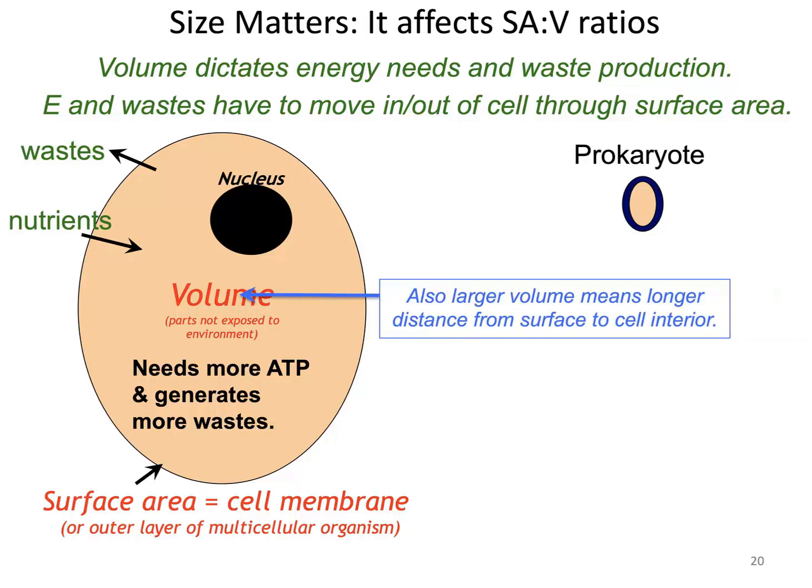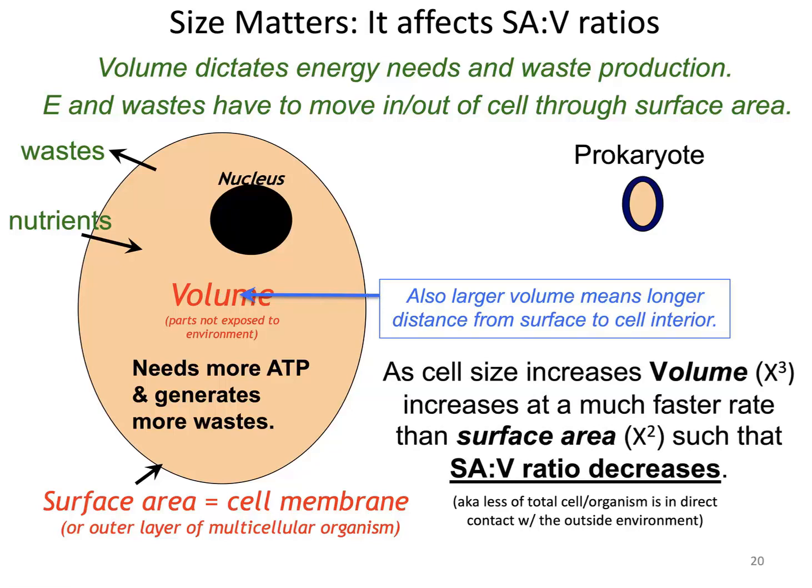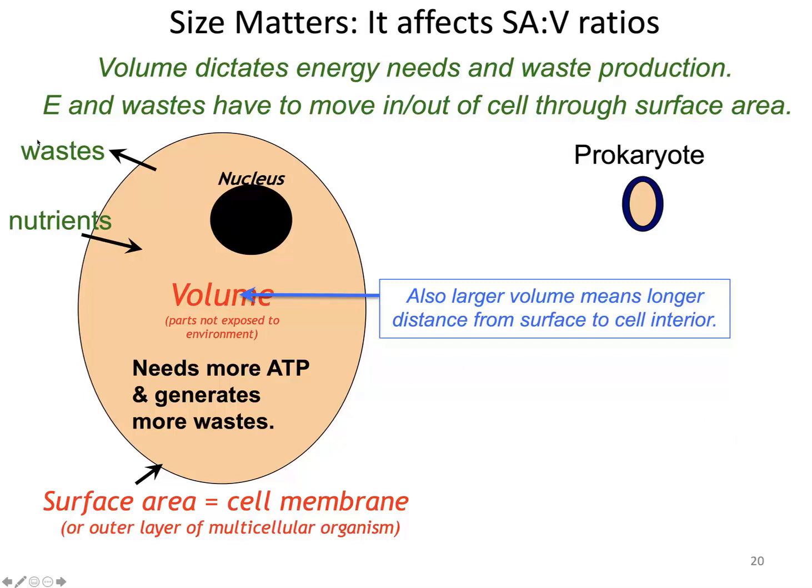And we need to think about the idea here that if you're a larger cell or a larger organism and you have a larger volume, it means it's a longer distance to get from the center of that volume all the way to the outside or surface area. And that's important when we think about this idea of wastes moving out and nutrients moving in. So if nutrients move into the cell, they've got to get to every part of that cell and have to make it from the outside into the middle. And same deal with waste. If wastes are produced in the center of that cell, they have to move a further distance to get out to the outside.